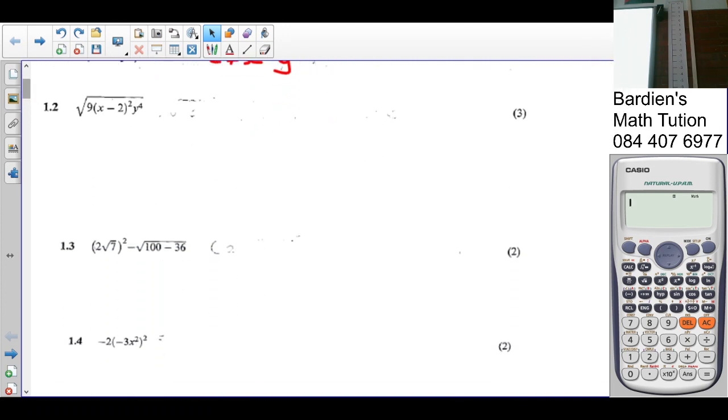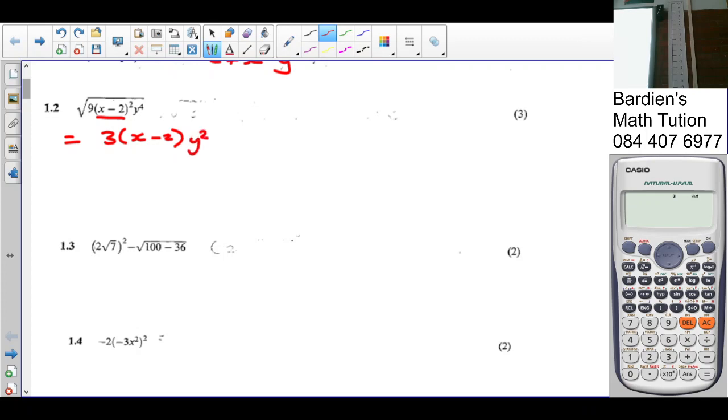The next one. What's the square root of 9? 3. The square root of x minus 2 all squared is x minus 2. The square root of y to the 4 is y squared. Any issues there? But this can be simplified further, not so?